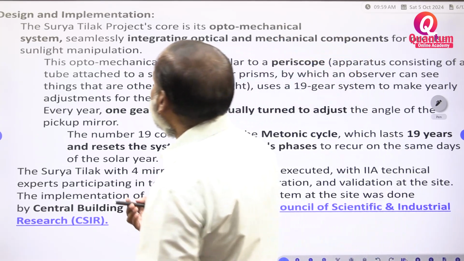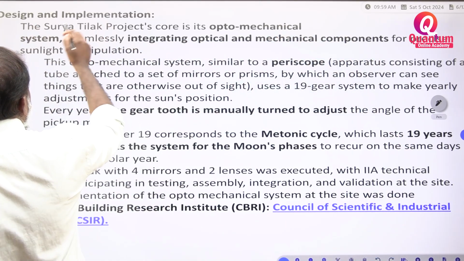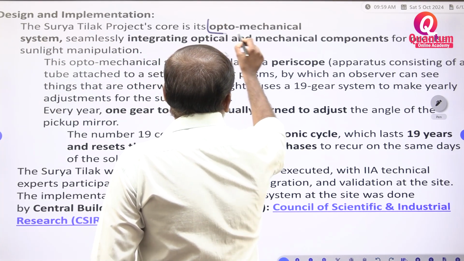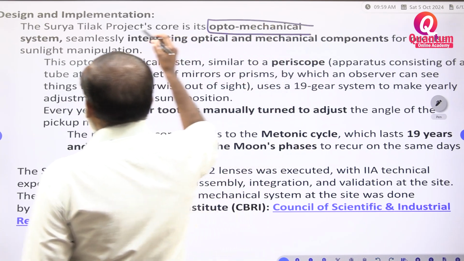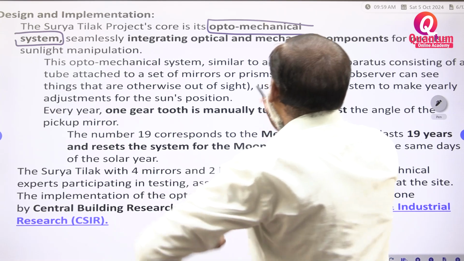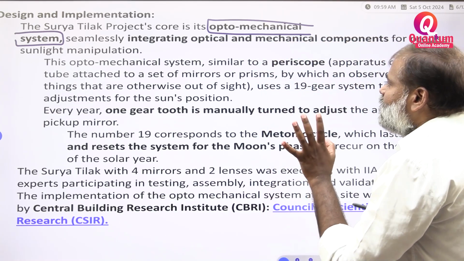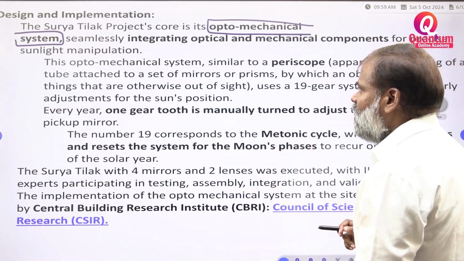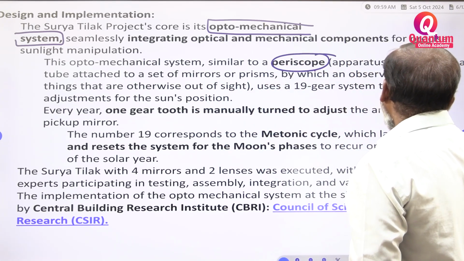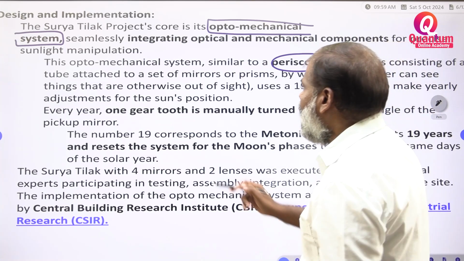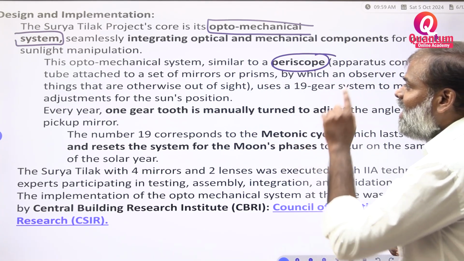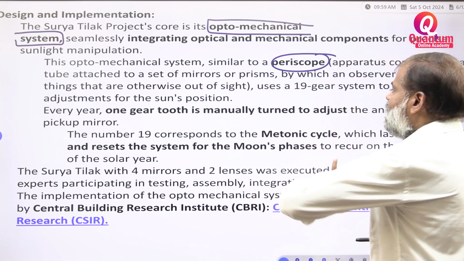Now you have to see which principle they are using. Design and implementation of the Surya Tilak project, you have to see. That principle is the optomechanical system. Optomechanical system seamlessly integrating the optical and mechanical components for precise sunlight manipulation. The optomechanical system is similar to a periscope, consisting of a tube attached to a set of mirrors and prisms by which the observer can see things that are otherwise out of sight.